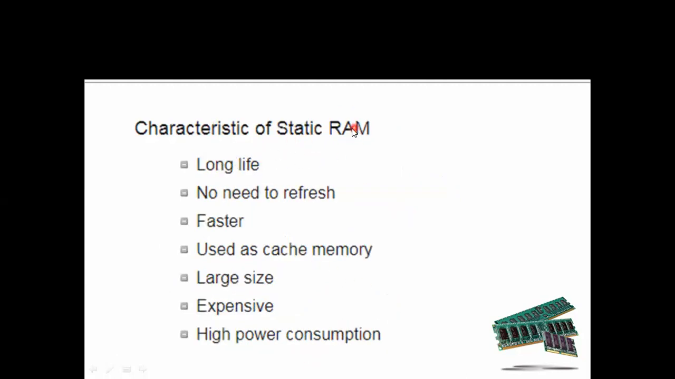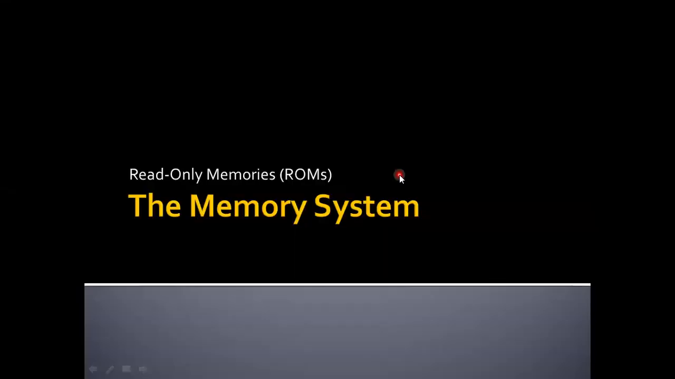Next, static RAM characteristics. It has a long life. No need to refresh here. It is much faster compared to the dynamic RAM. This static RAM is used as the cache memory. Since we use it as cache memory, it must be faster. It has a large size, is expensive, and has high power consumption. These are the characteristics of static RAM.